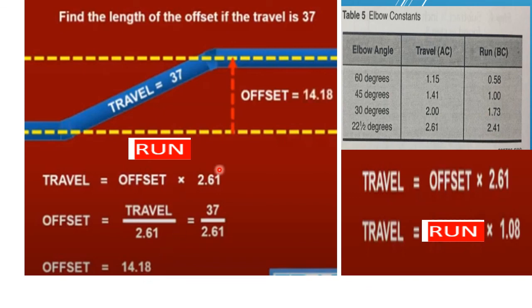We will get offset. This is called offset. Very easy. You can understand it. Very easy.